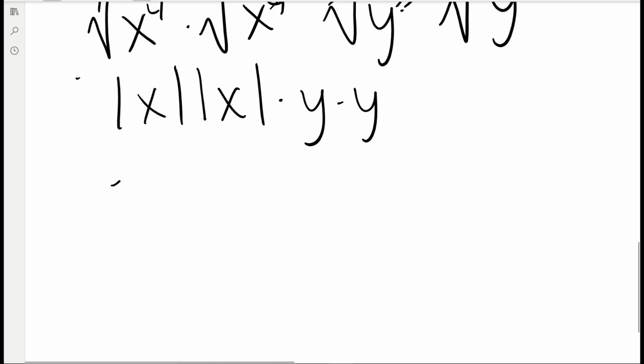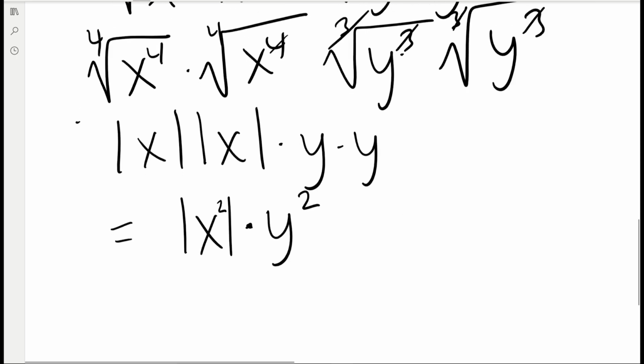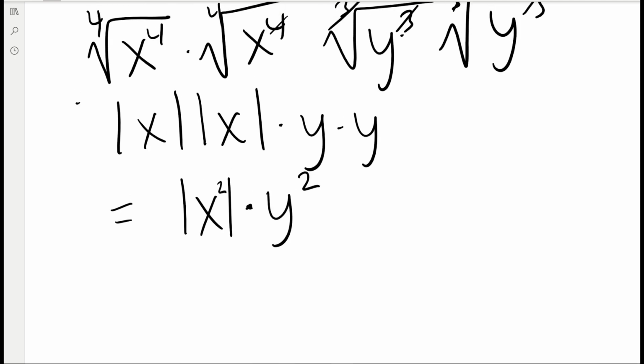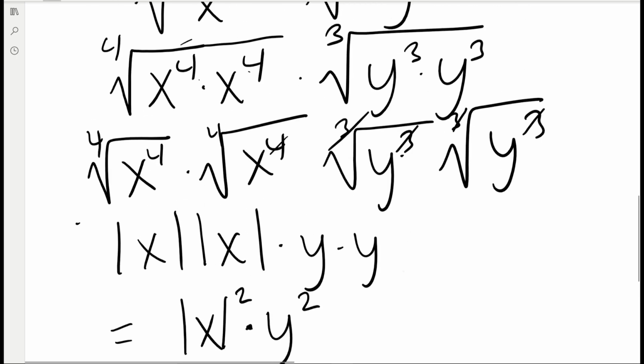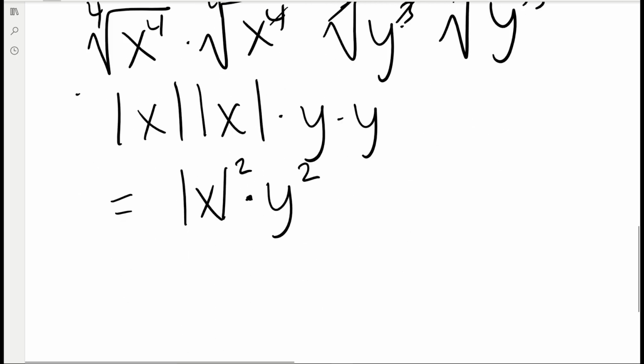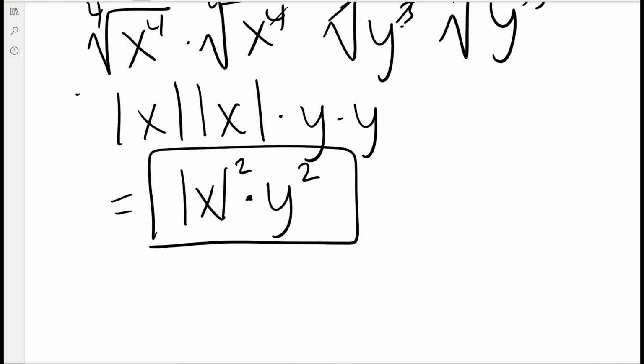So basically what we have here is x times x is x squared. So we have absolute value of x squared times y squared. So we have two absolute values here. As such. And we can call this the final answer. Now you could say the absolute value of x squared is positive, but just to keep things consistent, I'm just going to leave the absolute value there, just to keep it consistent.